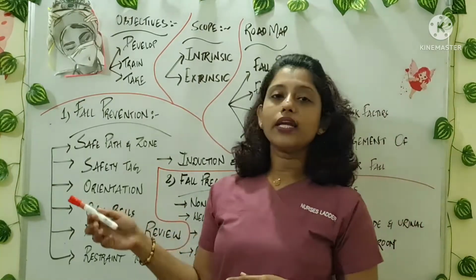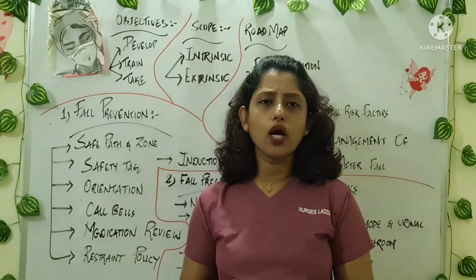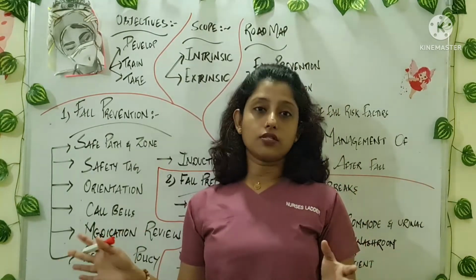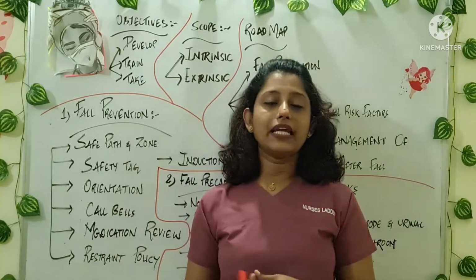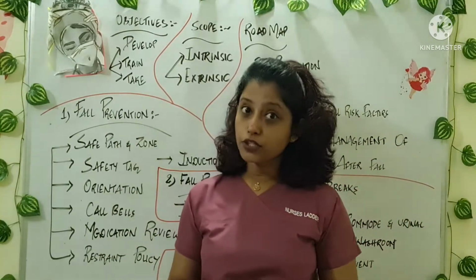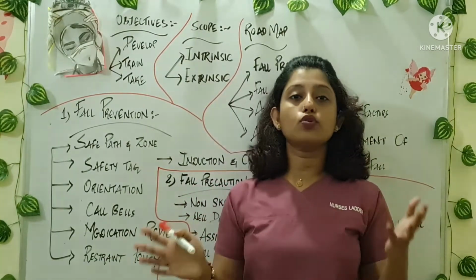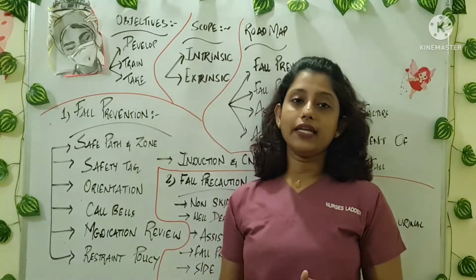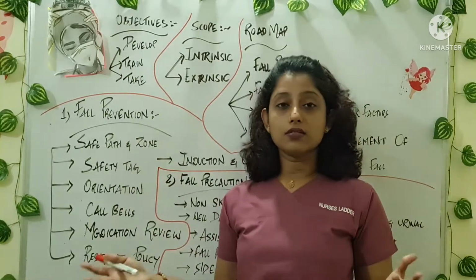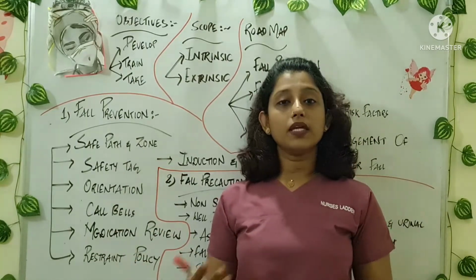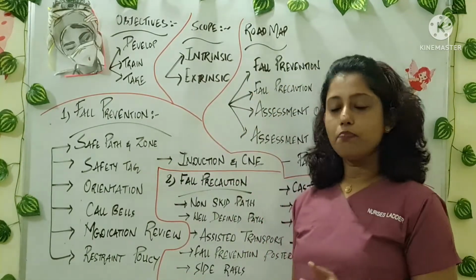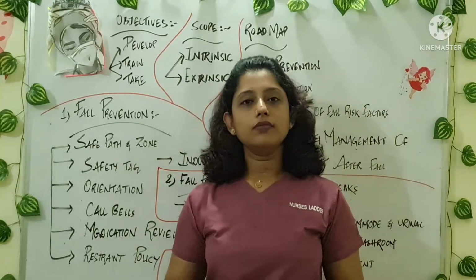And next, orientation. As soon as the patient gets admitted to the ward, you're supposed to orient the patient as well as the relatives to the unit, so that they will not get confused with the areas. And next, call bells. Call bells must be functioning so that if the patient needs to go to the toilet or washroom or any other area, the patient or the relative can call the nurse, who may be in the nurses' station or somewhere else. The nurse will be notified by means of the call bells located at the patient's bedside. And next, medication review.